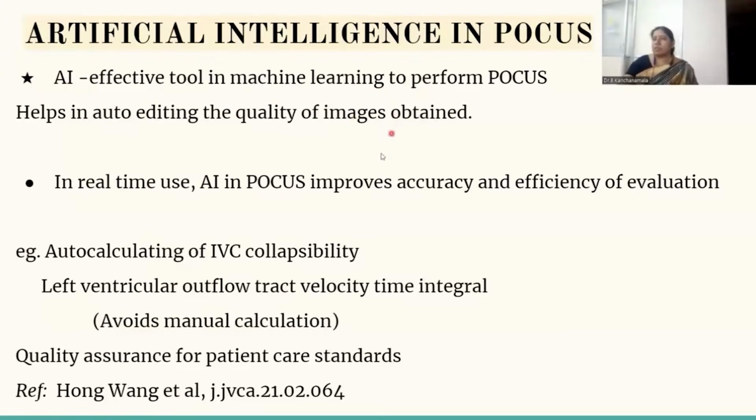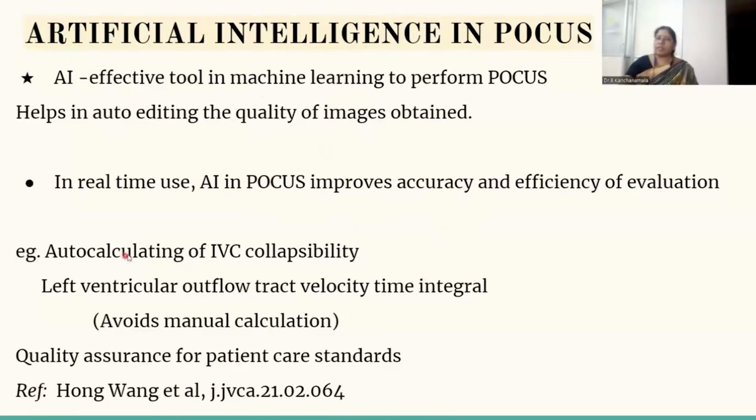So by this process, the image is optimized. In the next level, in deep learning, there is a feedback loop where the artificial intelligence is telling you that this is the diagnosis, and by altering a few images, it will be asking you what is the diagnosis, and in this way it is helping in the learning process. So artificial intelligence in POCUS thus improves the accuracy and efficiency of evaluation.